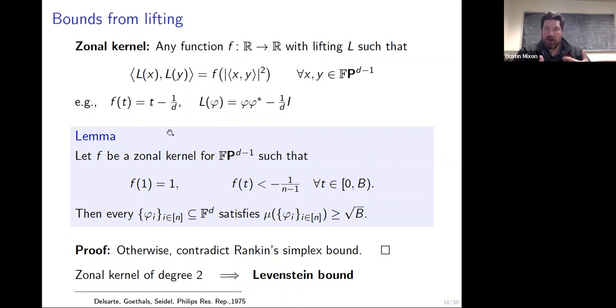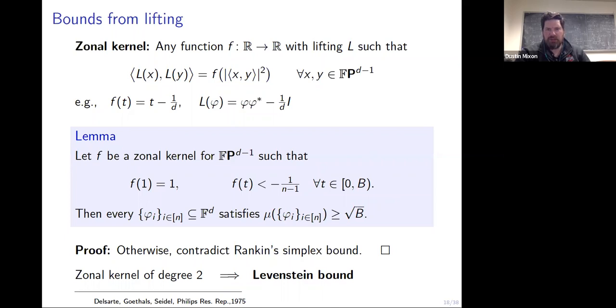It turns out you can optimize over the set of zonal kernels, over the set of functions for which there exists a lifting. And by identifying any zonal kernel that satisfies these constraints, you end up getting a lower bound on the optimal coherence. You can optimize Fs that satisfy these constraints using linear programming, and this ends up delivering Delsarte's linear programming bounds, a special case of which is the Levenshtein bound for when you restrict to polynomials of degree 2.